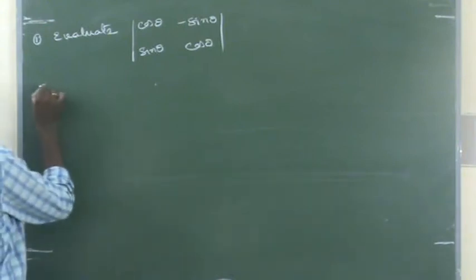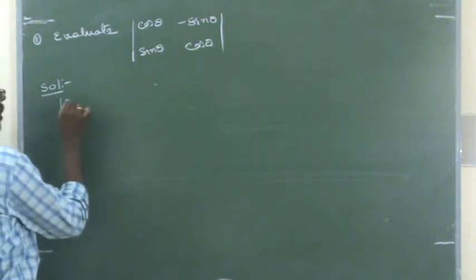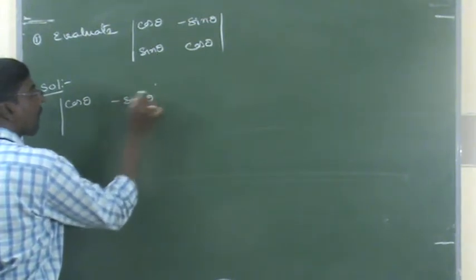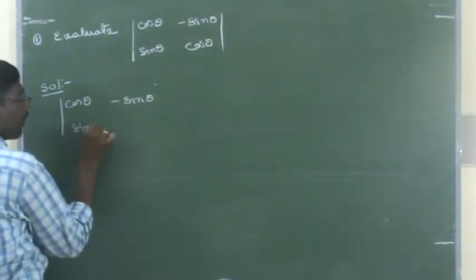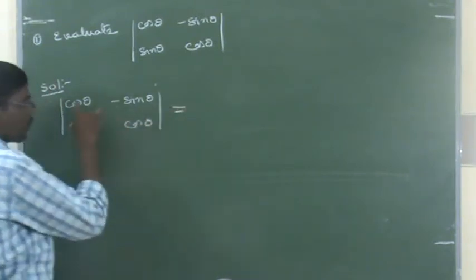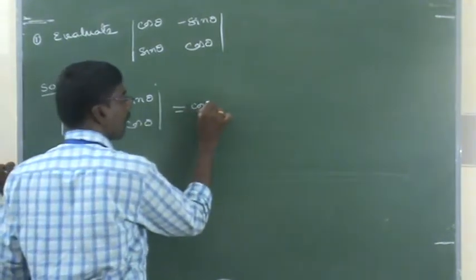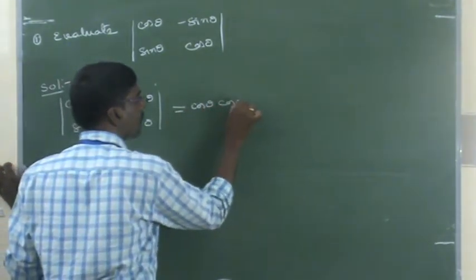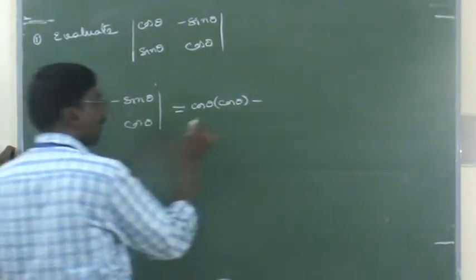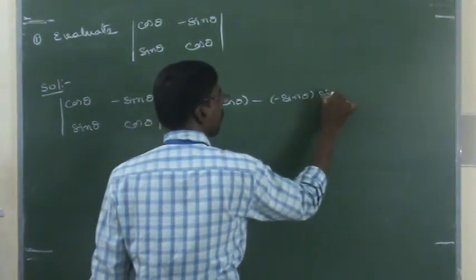How to find the solution? Determinant of cos theta, minus sin theta; sin theta, cos theta. First we multiply cos theta into cos theta, minus sin theta into minus sin theta. Minus sin theta into sin theta.